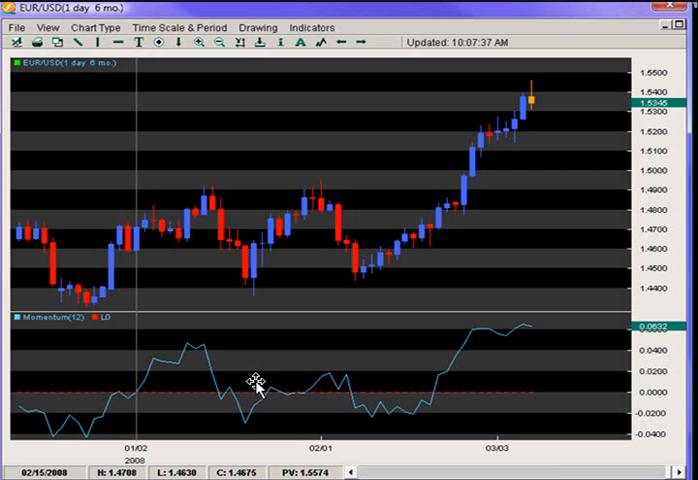Taking a look at a chart here, we can see this little blue line here. This is the momentum indicator. It's measuring the rate of change in closing prices for a particular pair. And it also has a zero line right down the middle there.